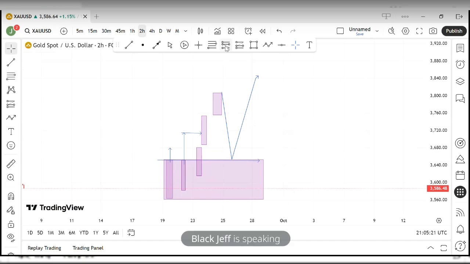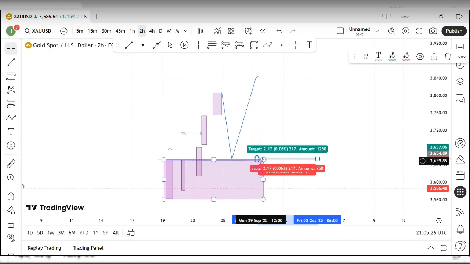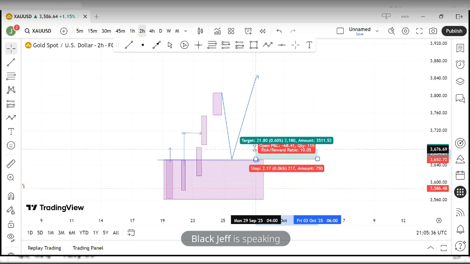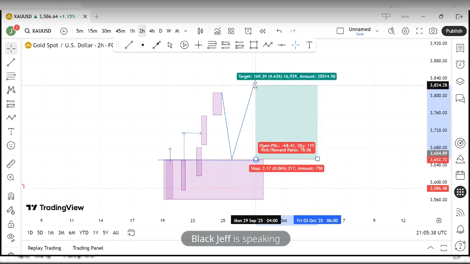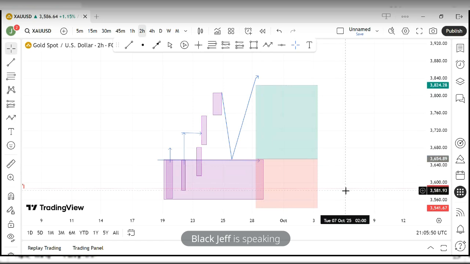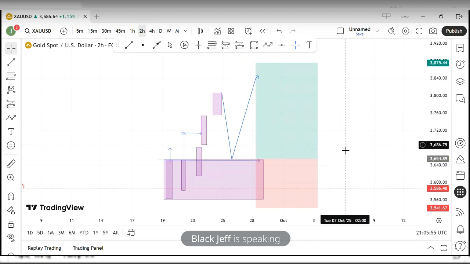My entry will be here. My entry will be up here. You can take your TP, can be any risk to reward that you are cool with. My stop loss will be below the 2 candles that formed the key level. That's where my stop loss will be. My entry will be here. My TP will be above.